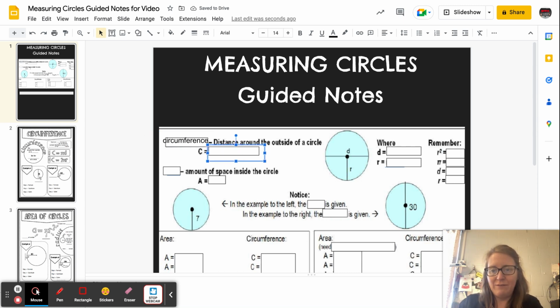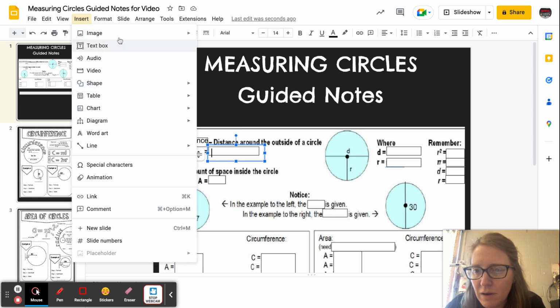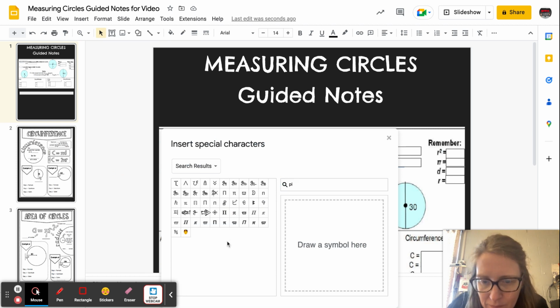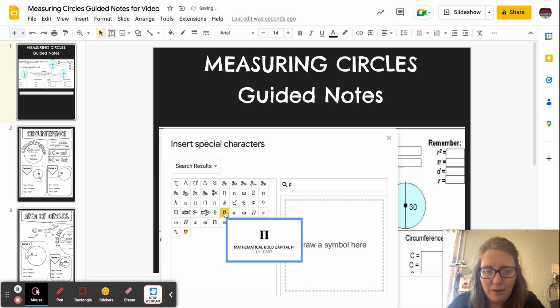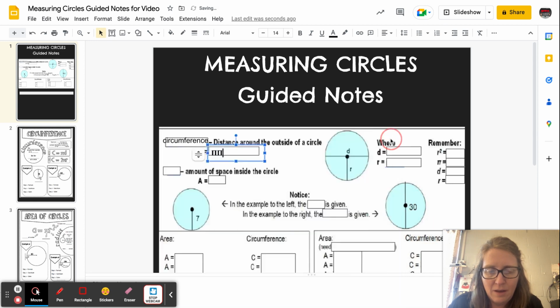And the formula for finding the circumference is pi times diameter. I don't know the fancy thing for pi, so let me see if I can put this in for you all. Special characters. It's this one. Okay, so that's your pi symbol. If you will put it in looking like that, pi times the diameter.